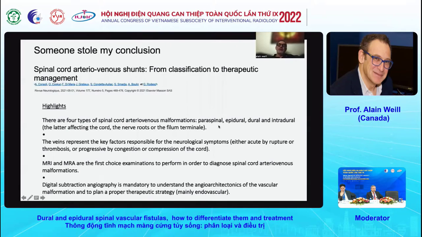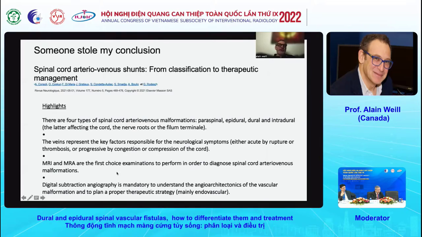I generally do paraspinal, spinal, extracanalar, intracanalar, which could be epidural, dural, or intradural, and I distinguish personally extramedullary and intramedullary. For instance, a vascular malformation of the filum is an extramedullary, and the one I showed you at the cervical level was obviously an intramedullary lesion. But anyway, that's not so important.